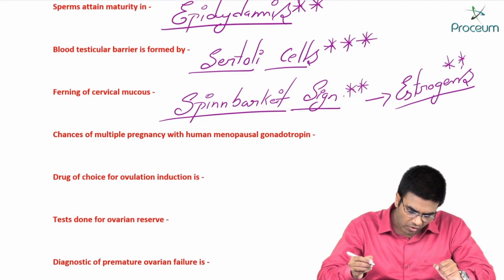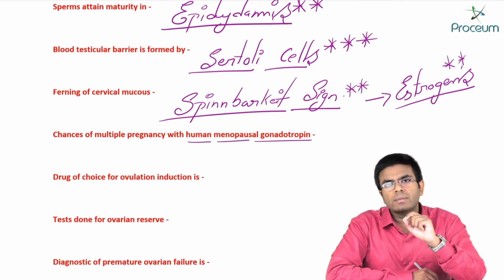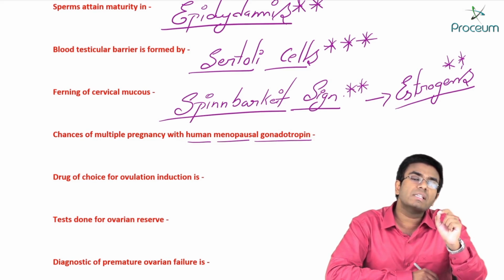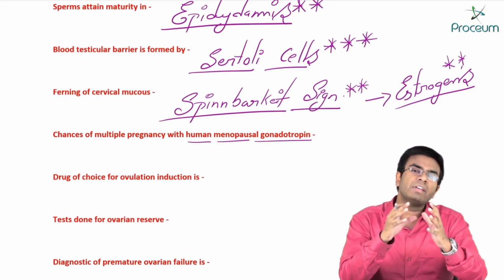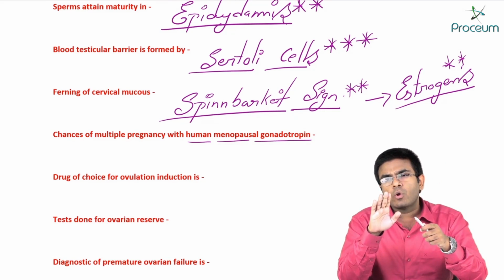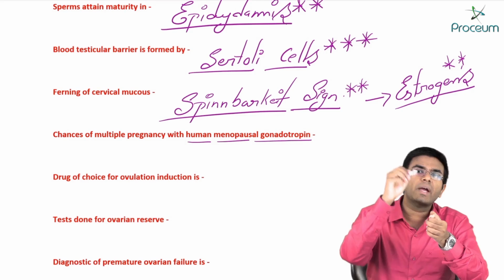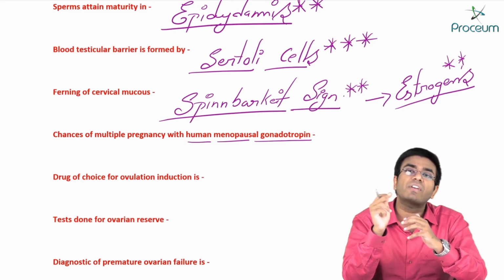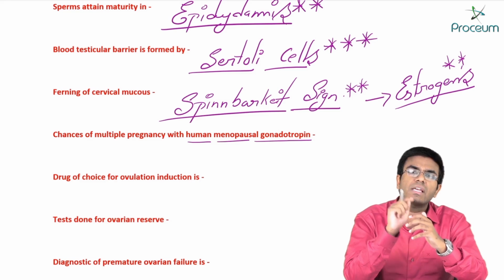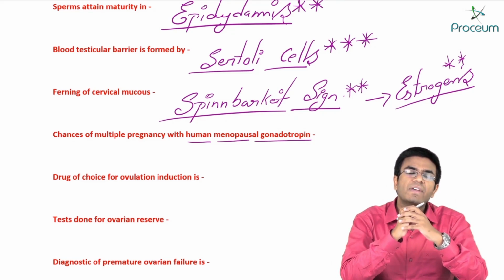After this, let's see. Chances of multiple pregnancy with human menopausal gonadotropin. Guys, please concentrate. It is human menopausal gonadotropin. A female who is in her menopause has no estrogens in her body. If there are no estrogens, what about the negative feedback of estrogen on the pituitary gland? Usually, estrogens give negative feedback on the pituitary gland for the release of FSH. So whenever there are no estrogens, the negative feedback on the pituitary is gone. So there is a high amount of FSH present in the postmenopausal female's blood.